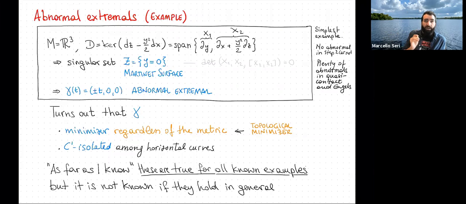And all the examples we know of abnormals, as far as I'm aware, but I've looked it up everywhere and everywhere I was seeing the same: all the minimizers are topological minimizers. All the known ones, and only some examples are known. Like there are for quasi-contact, there are for angles, and there is another example by, I don't remember the name, but it'll come back in a second. Those are all topological minimizers, C1 isolated among horizontal curves. It's not known if this is true in general. That's completely open. And there are really a finite number of examples.